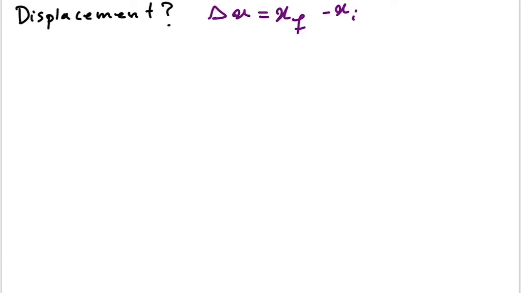Now, displacement is not to be confused with distance. And distance is not to be confused with distance traveled. In displacement, we only care about the final position and the initial position. We don't really care about how we got from that initial position to that final position and what routes we took. Let's give you an example.